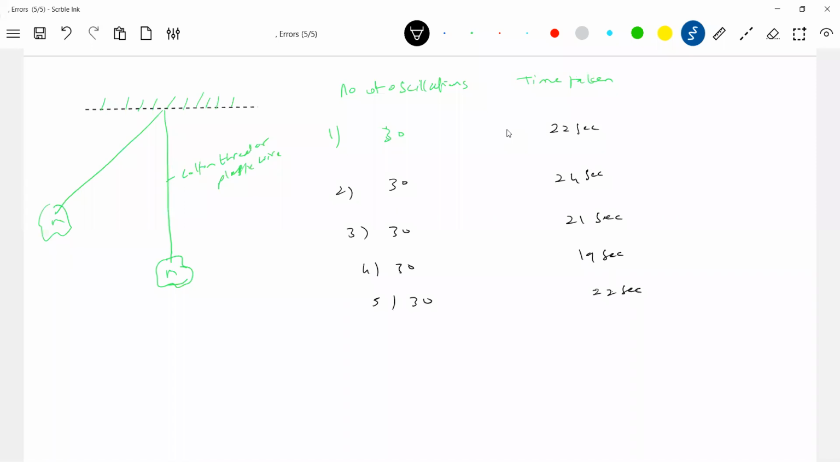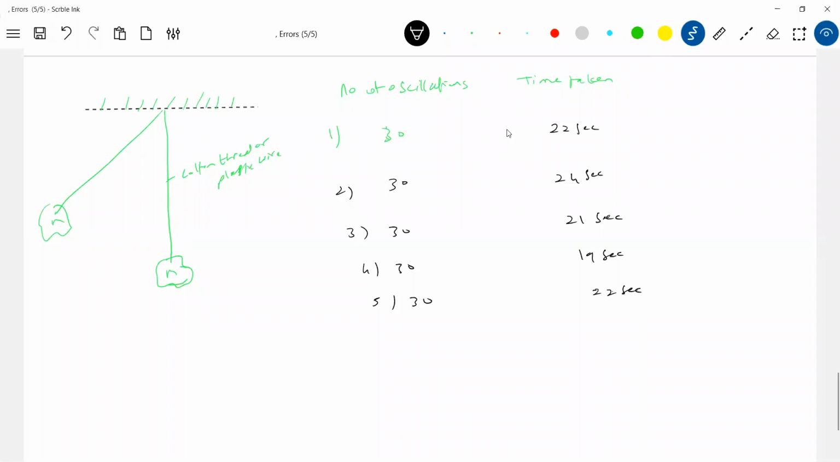So what is this? We don't know. Random error. You have a stopwatch, you can try that. Don't do it for one oscillation. Minimum 30 you should take. That's what we say. Well, why is the difference coming, sir? Same mobile, same string, same everything. We don't know the reason. Why is the time taken different for the same 30 oscillations?